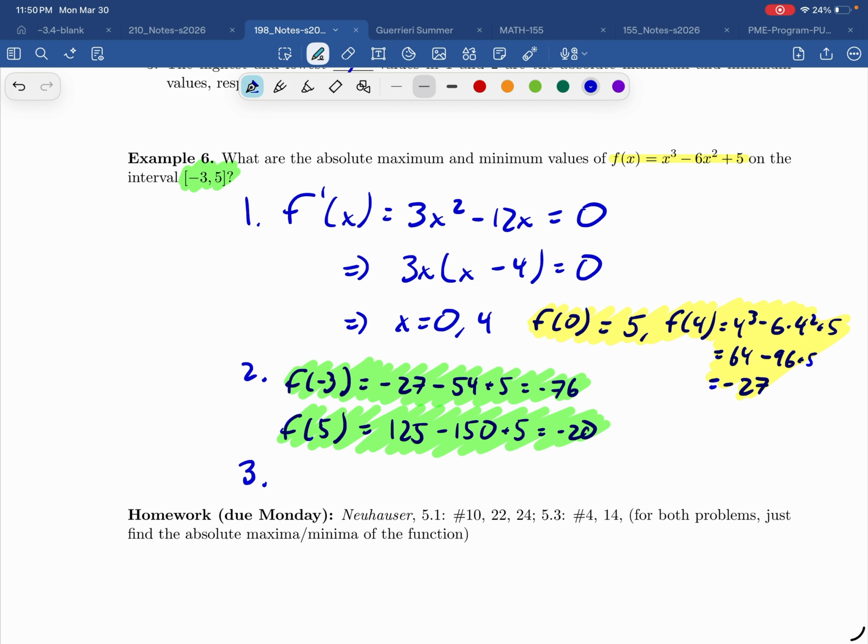So we just say f of 0 equals 5 is the absolute max. And f of negative 3 is the absolute min on the interval from negative 3 to 5. That's all we've got. That's how you find the absolute max and min of a function on an interval.